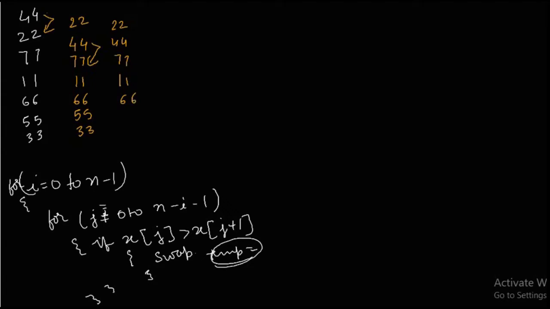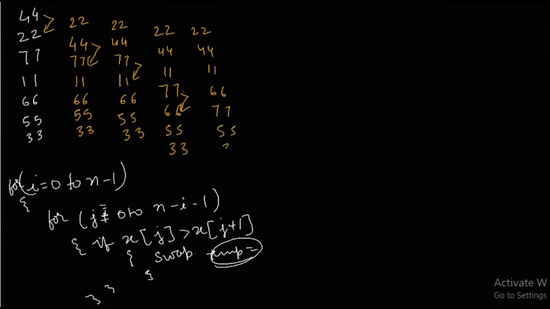No swapping will take place. Now we'll compare 77 with 11. In this case, we can see that 77 is greater, so we will swap. Now we will compare 77 with 66 because now j is here, and the list is 22, 44, 11, 66, 77, 55 and 33.